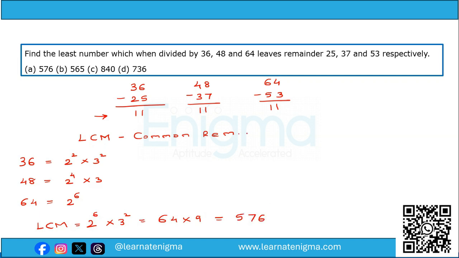Now applying this formula, we will have 576 minus the common remainder, that is 11. So the answer will be 565. That is option B.